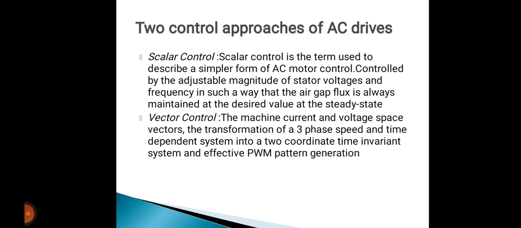In vector control, an induction motor is controlled under all operating conditions to get performance similar to a separately excited DC motor. The stator current IS of an induction motor can be resolved into two components. One is the flux producing component, and the other is the torque producing component. The flux producing component is represented by IM and the torque producing component by IW.